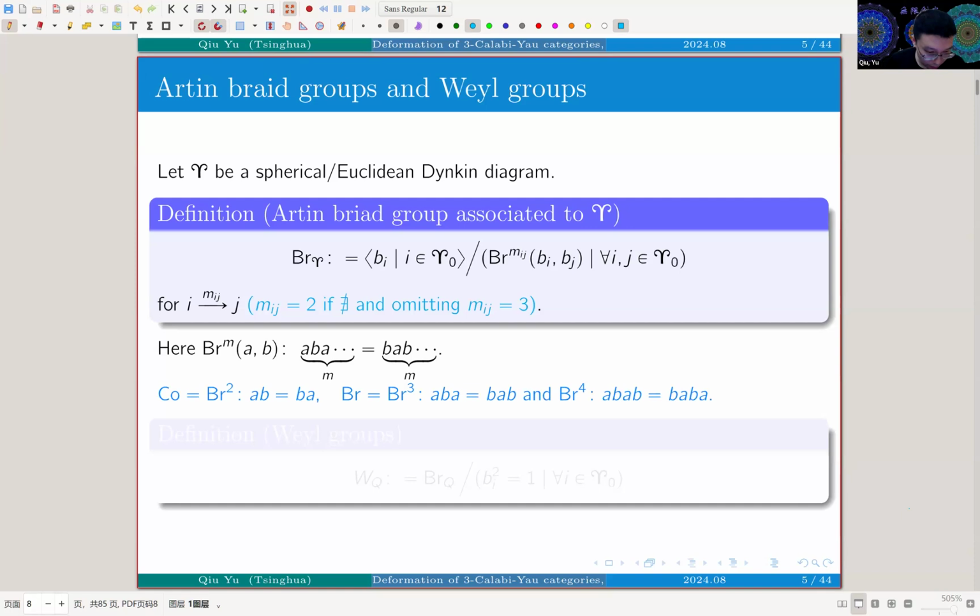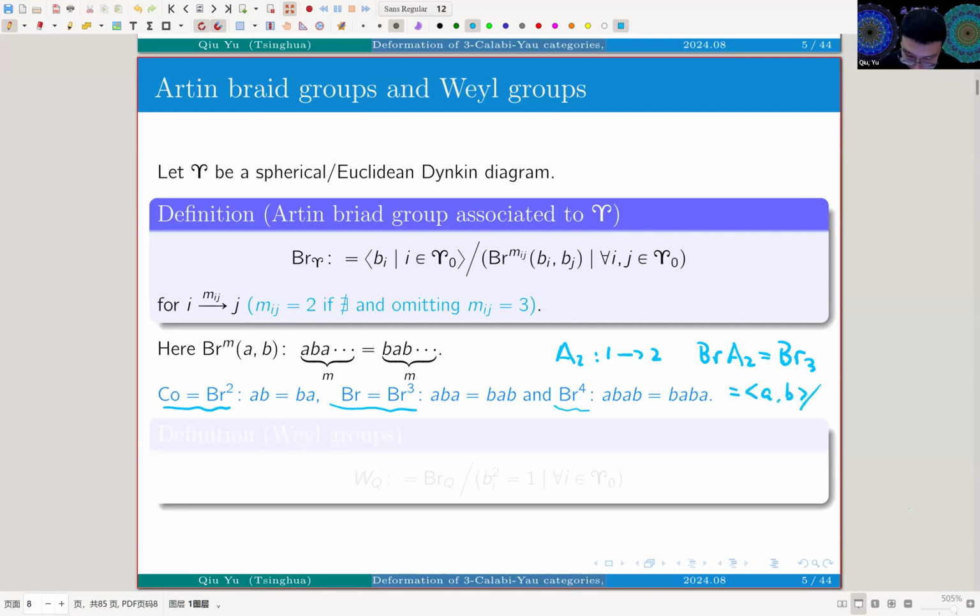So the braid relation, if it's order 2, is commutative. And if it's order 3, it's the usual ABA equals BAB braid relation. And you can also have higher braid relations like ABAB equals BABA. And today we will only consider these three types of braid relation. For example, if you have an A2 quiver, then the corresponding braid group will be the braid group of 3 strings, which is just generated by 2 generators and satisfies ABA equals BAB.